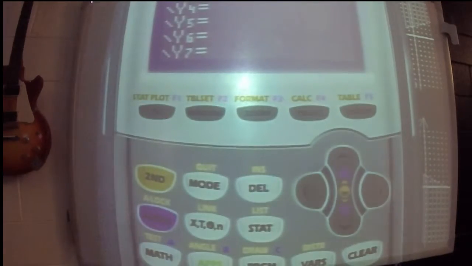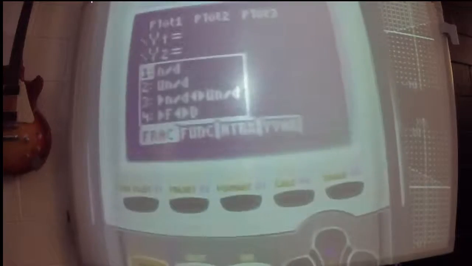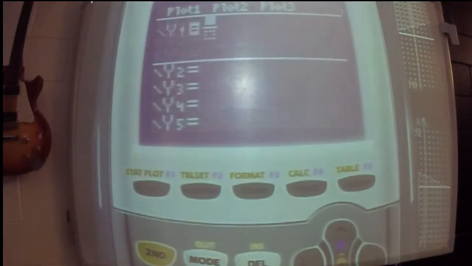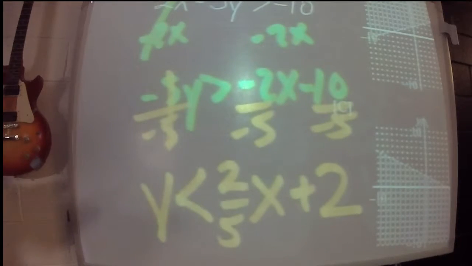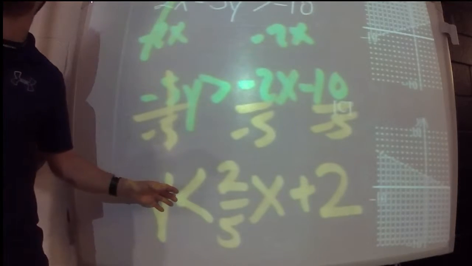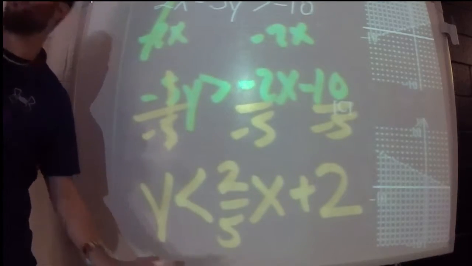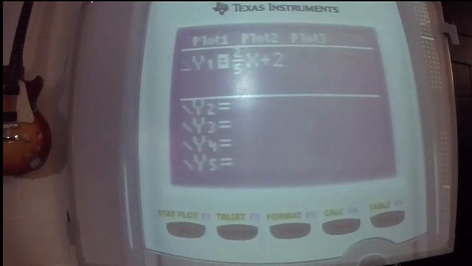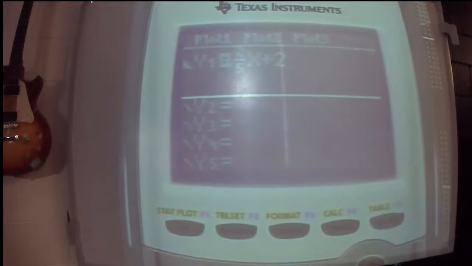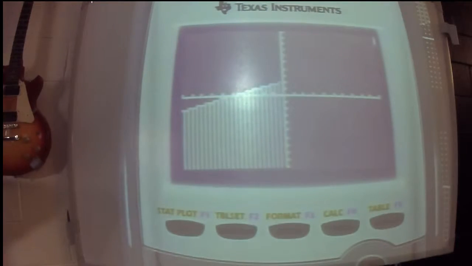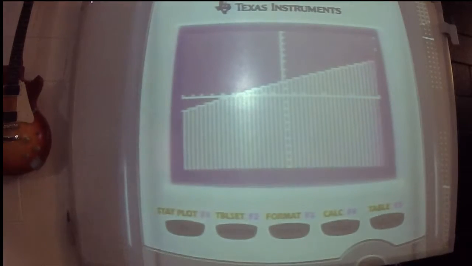In order to get that, you're going to go alpha y equals and put in 2/5 x plus 2. And this sign is less than. So what triangle do you want to use? The lower one, the one that takes 3 enters to get to. The lower triangle will shade it and graph it below. And that is it. And that looks most like which answer?